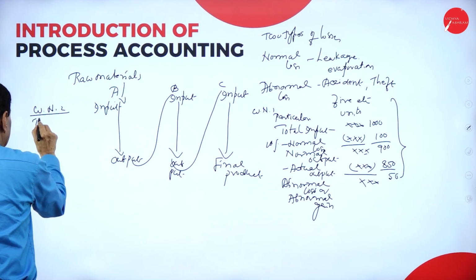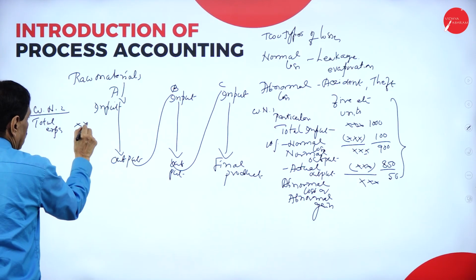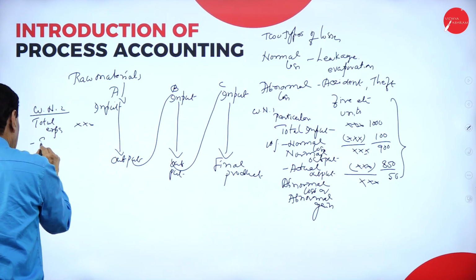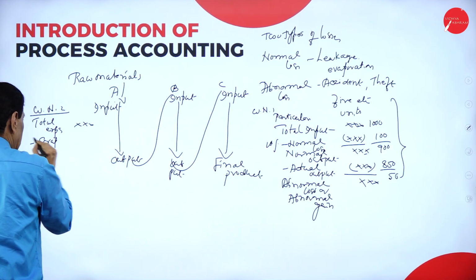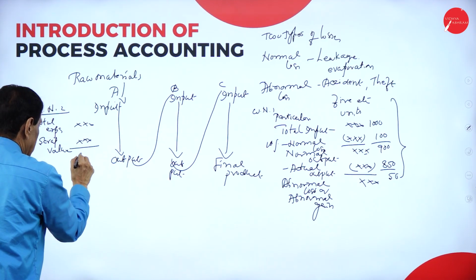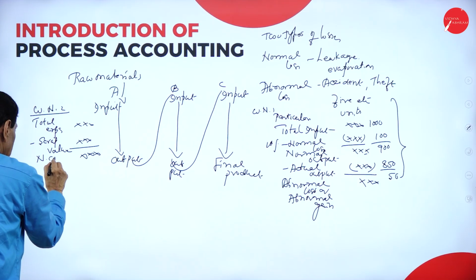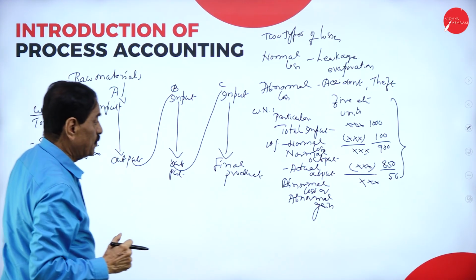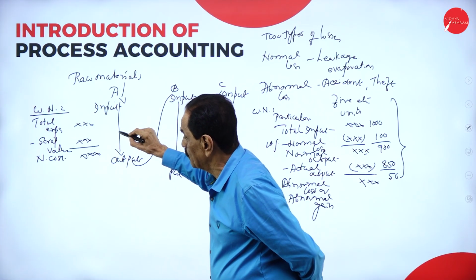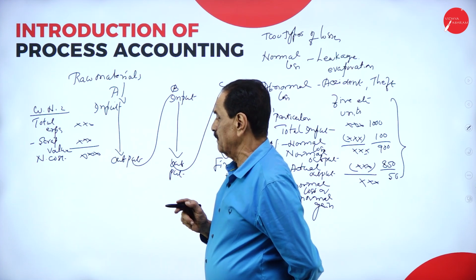Total expenses minus scrap value realized is called normal cost. So first you have to do this one: total expense of process A or B minus scrap value realized is called normal cost.